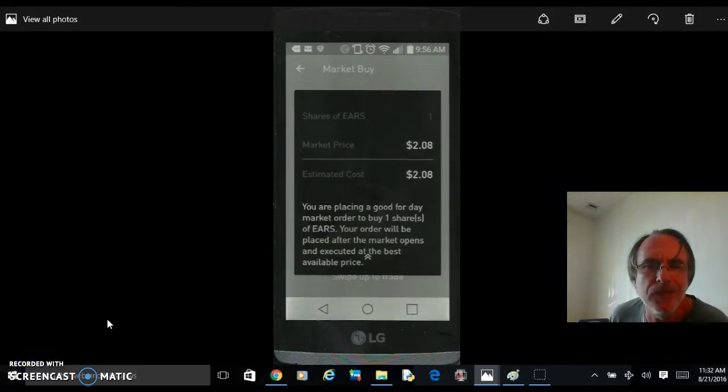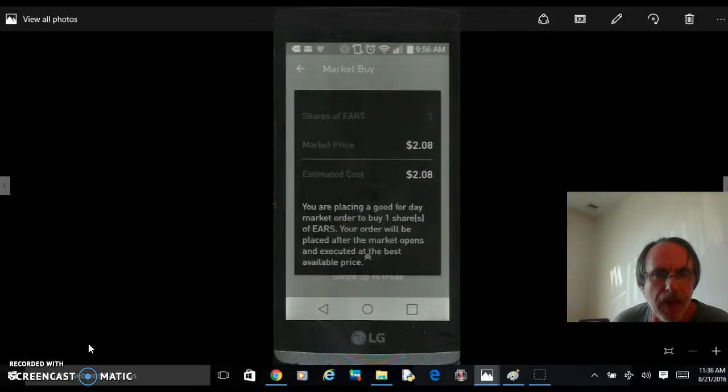For the most part, I do not recommend making this sort of order. The reason is you might have a gap up and all of a sudden pay a lot more for your stock than you anticipated. A gap up is a sudden and drastic move up in the price of a stock. For example, this stock that's priced at $2.08, a few seconds later it could all of a sudden be $2.50. That's a gap up. And frankly, you might not want to pay $2.50 for the stock. That might be too much.